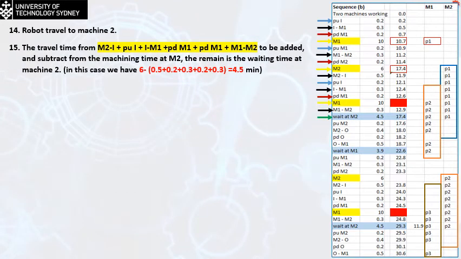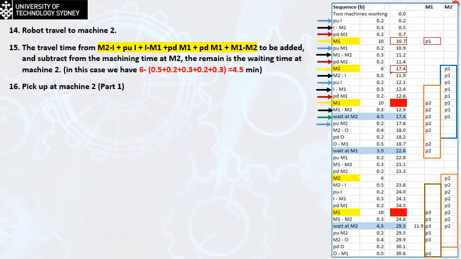So the travel time from machine number 1 to 2 plus the pickup at the input, traveling to machine number 1, putting down at machine number 1. This one is repeated. The traveling time from 1 to 2 is to be added, and by adding all these times we are going to have something about 1.5, and in this case the waiting time is going to be 6 minutes, the machining time at machine number 2, minus 1.5, and this will make it 4.5 minutes.